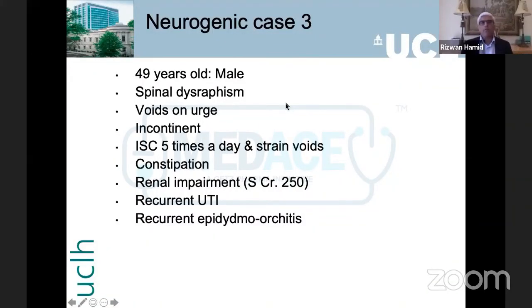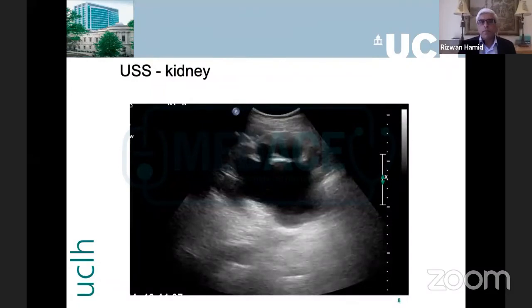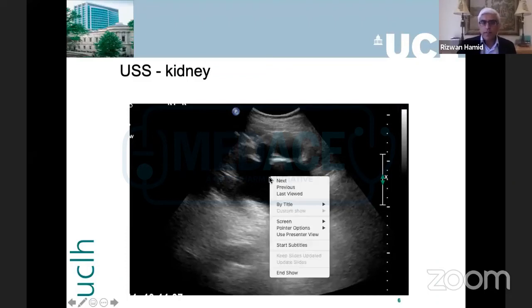So now we move on to our next case. That is a 49-year-old male. He's got spina bifida. He's voiding on urge. He's been incontinent. Self-catheterizes, got constipation. He's in renal failure, recurrent infections, epididymo-orchitis. That means that he's not doing very well. There's a high pressure. So what did we do? We got an ultrasound scan, and here you can see it's got hydronephrosis, probably clubbing of the calyces.